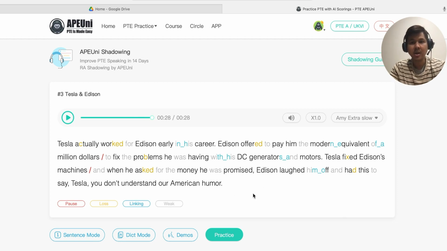Okay, I will try to read like Amy in the slow version, and then after that we are going to see all the details of every single key element here.